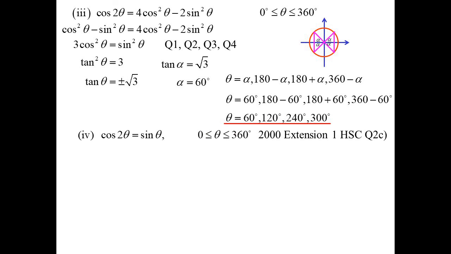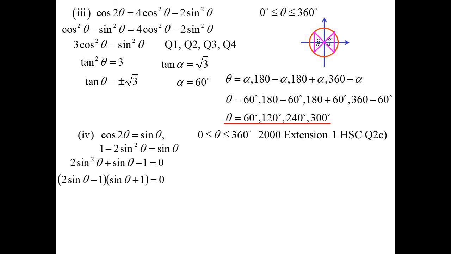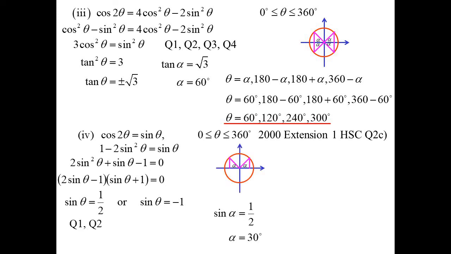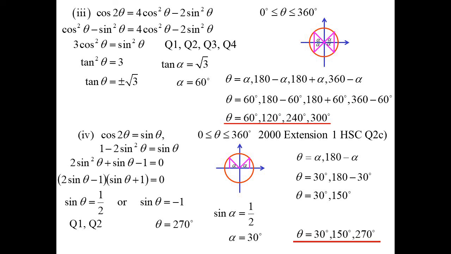Now here's one from an HSC. Cos 2 theta is sine theta. This time I'll use the 1 minus 2 sine squared theta for the cos 2 theta. Again, we create a quadratic. Does that one factorise? It does. So 2 possibilities, and they're both exact values. That is good. They were nice, that particular HSC, weren't they? So quadrant 1 and 2, we get acute angle of 30 degrees. So there's our 2 possibilities. The other one is a boundary value, so it's just going to be 270 degrees. So 3 possibilities for that equation.